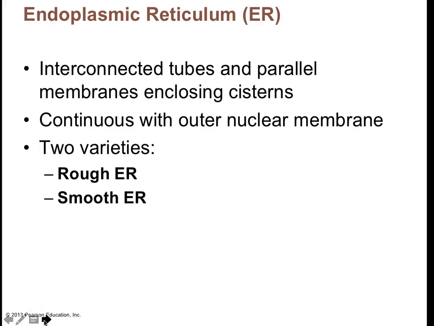There are two types. If the ER is studded with ribosomes, it's called rough, and if it's not, it's called smooth.